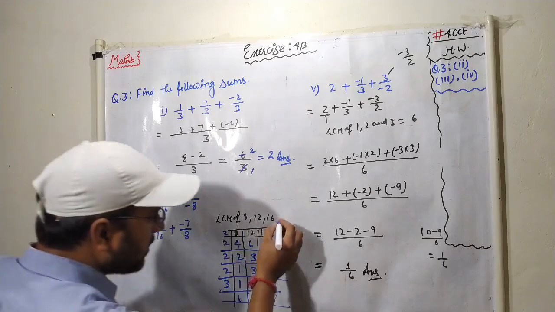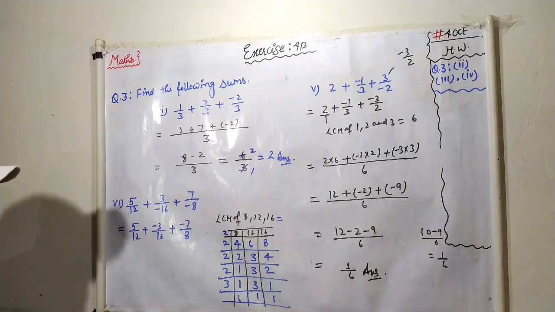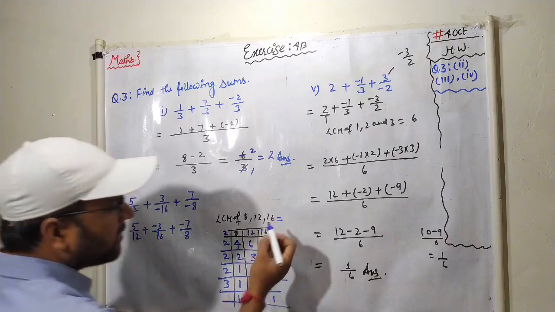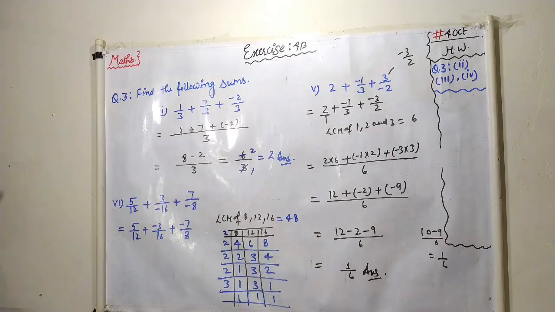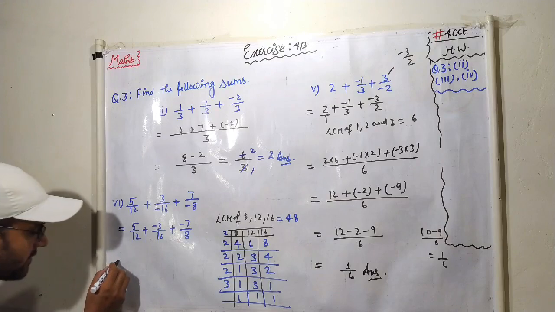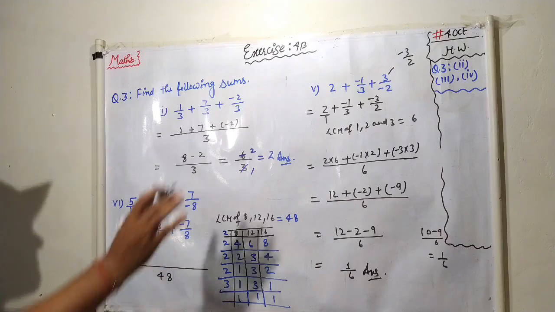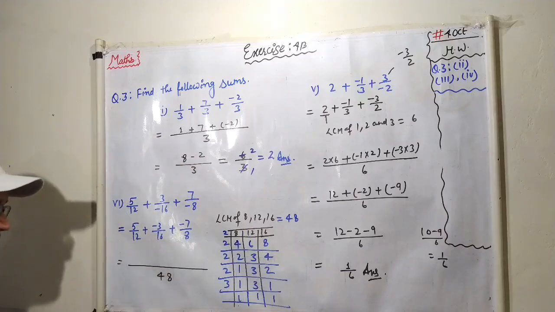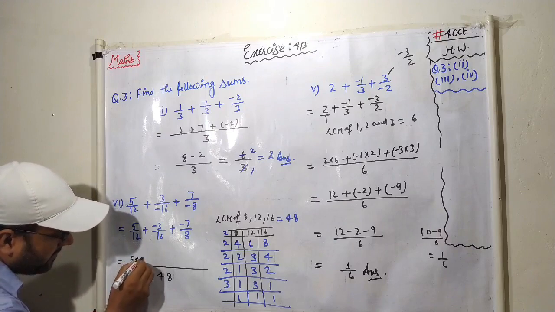So the LCM of 8, 12 and 16, what will you get? 2 2s are 4, 4 2s are 8, 8 2s are 16, 16 3s are 48. So your LCM is 48, which means your common denominator will be 48. Then you will write 48 as the common denominator, and repeat the same step for the other cases also. 48 divided by 12 gives 4, and 4 is multiplied into 5.